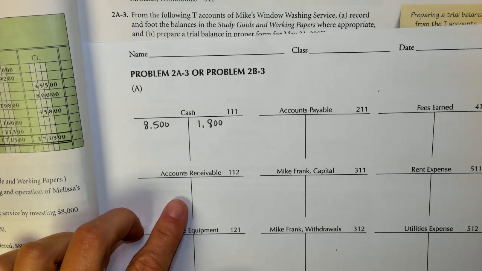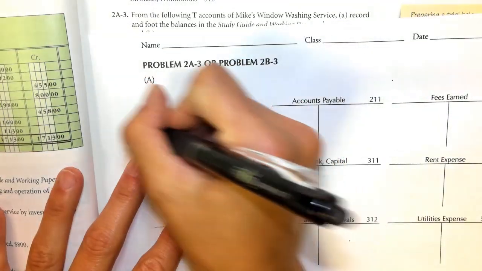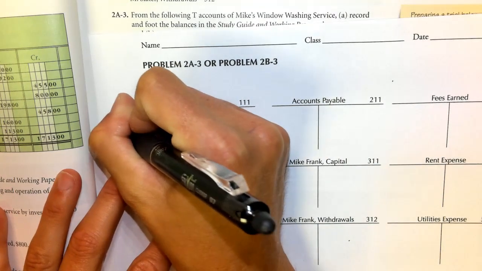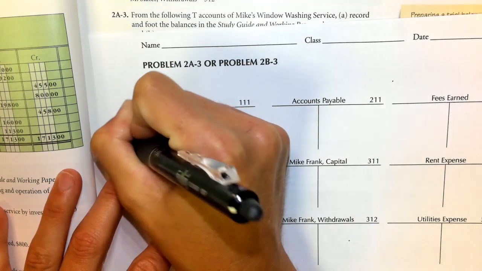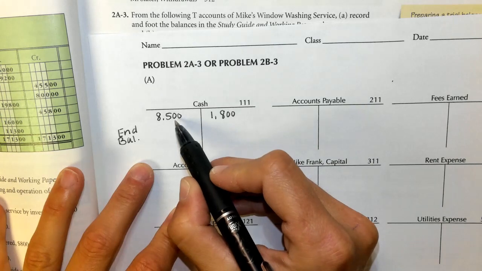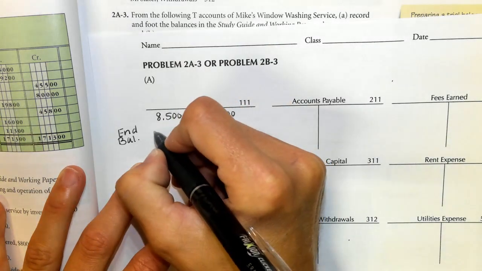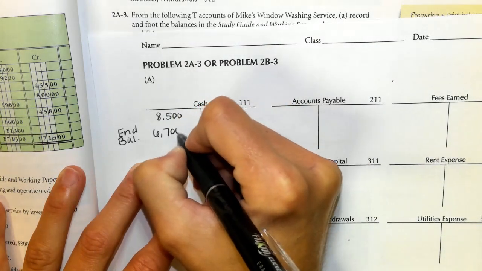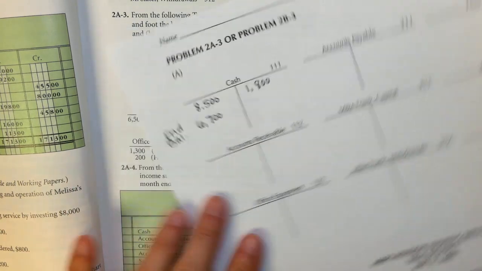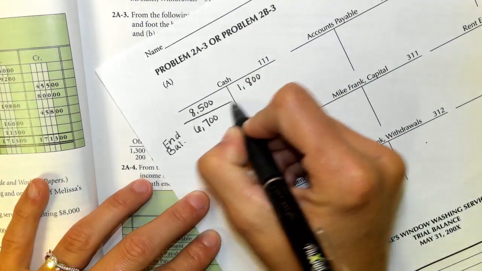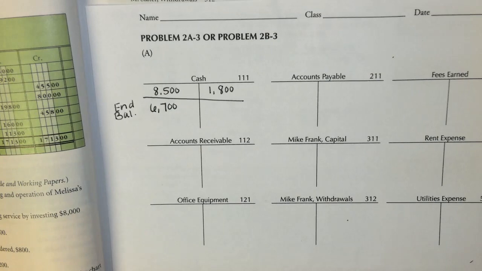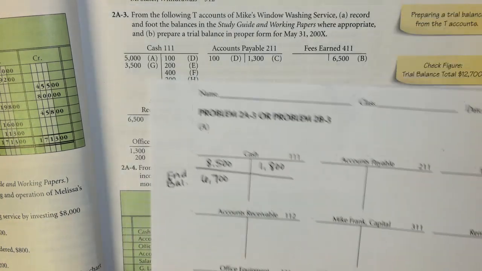So our ending balance is going to go on our debit side, because this side has more money in it, and it's going to be $6,700. Let's just draw a line under here. That's not straight, sorry. Okay, let's move on to our accounts receivable, which is right here.